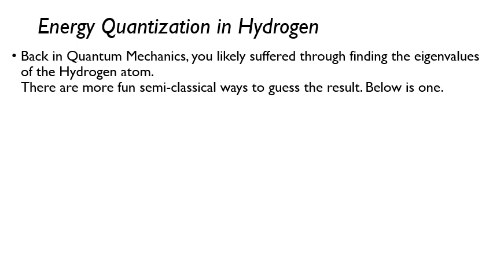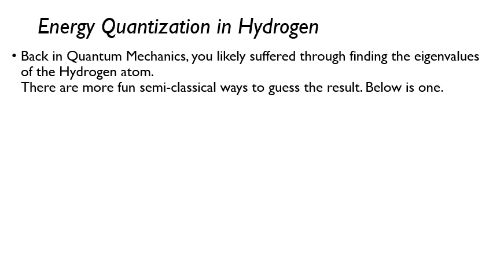So hydrogen and any atom, you know that the electronic energy levels are quantized. You can't just have any old energy, and for instance, if an atom is in an excited state and it de-excites, it can't emit a photon of just any old energy. It's discretized. And when you took quantum mechanics, you probably found the eigenvalues and also the eigenfunctions of the hydrogen atom. And you maybe didn't even solve it exactly. It's one of the few problems that is analytically solvable, but in my opinion, it's still pretty involved and a bit difficult. But there are more fun semi-classical ways where we can guess the result of what the eigenvalues should be.